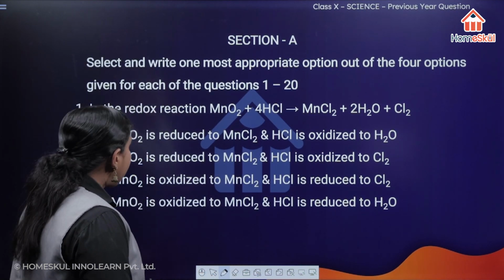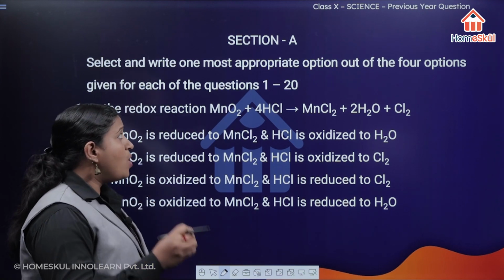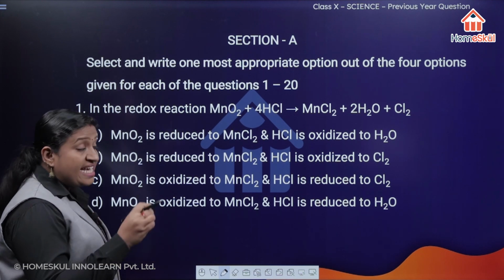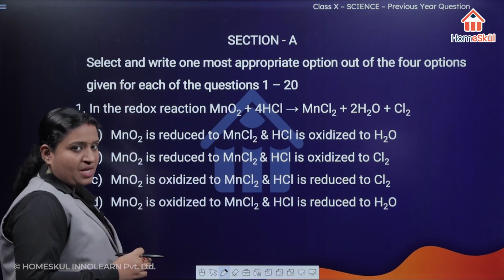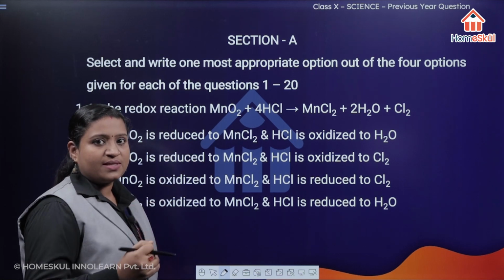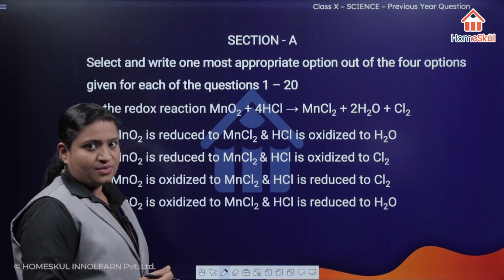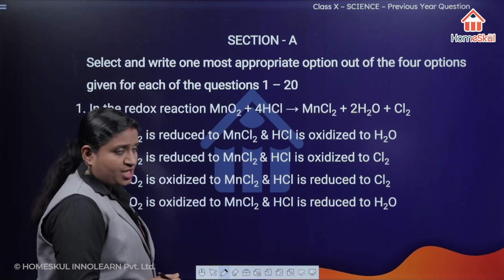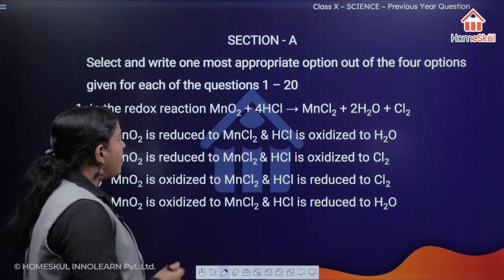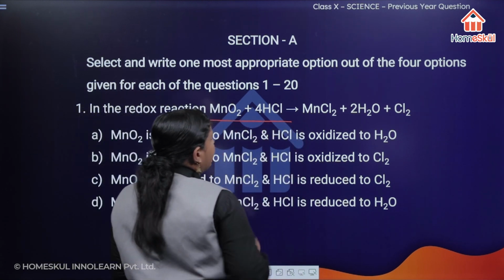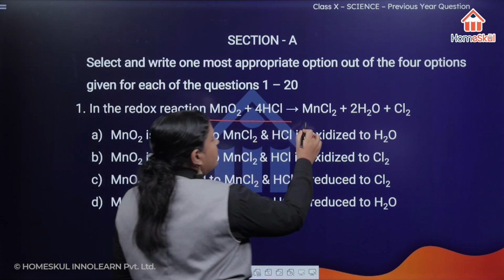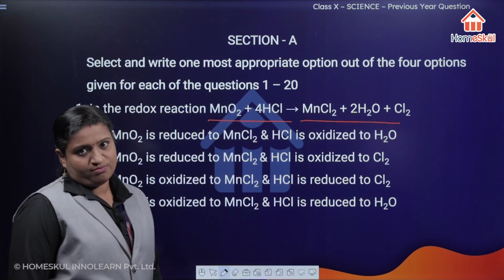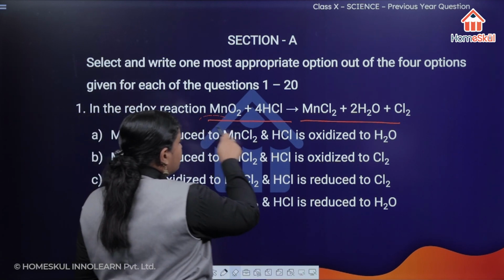Section A: select and write one most appropriate option out of the 4 options given for each of the questions 1 to 20. Out of 1 to 20, the first 7 questions are chemistry. So, the first question: a redox reaction is given here, MnO2 plus 4HCl giving MnCl2 plus 2H2O plus Cl2. So, here we have a redox reaction.